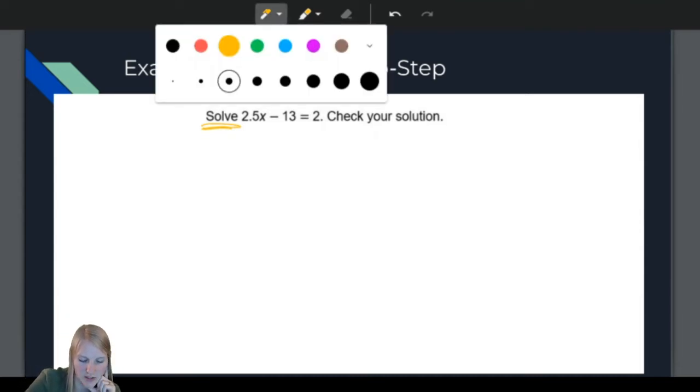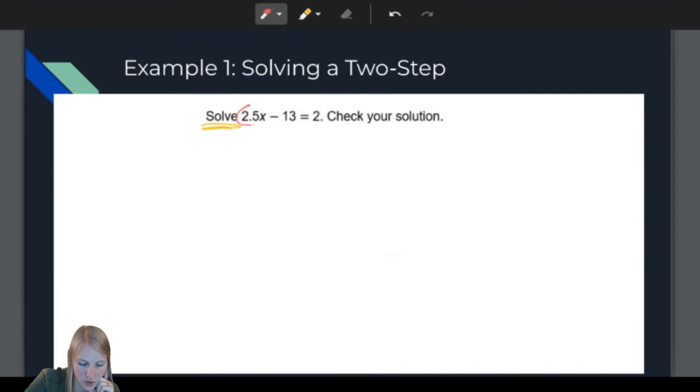In order to get x by itself, I notice that there's a 2.5 here that I want to get rid of because it's with the x, but I also have a -13 here attached to the x that I also want to get rid of.